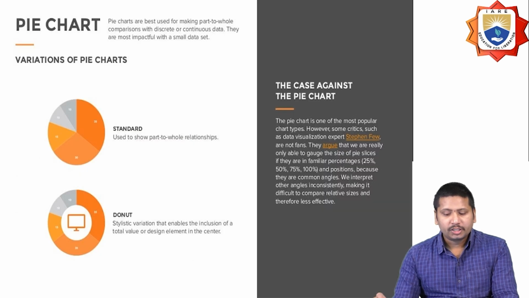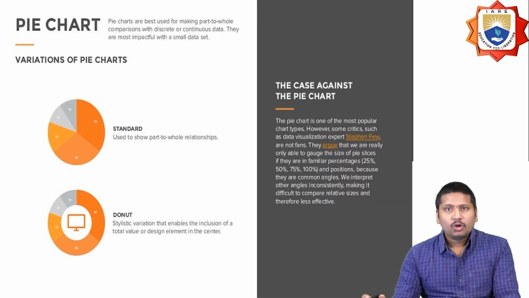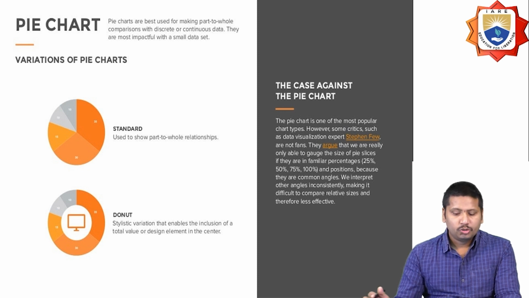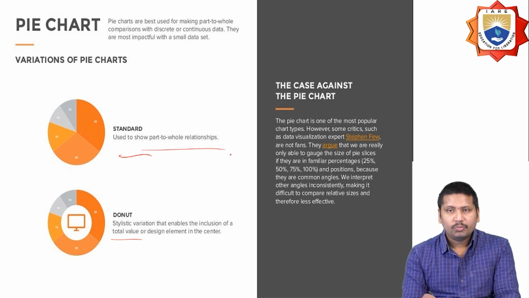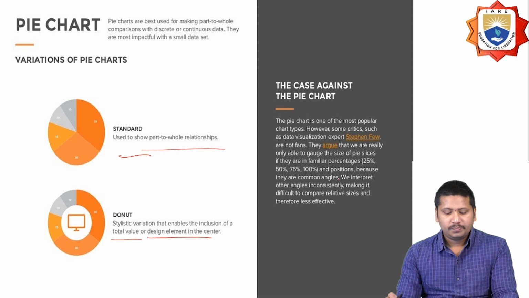So next one is the pie chart. Normally this pie chart is used for making a part to whole comparison, with discrete and continuous data. Normally they are the most impactful with smaller data sets. The variation of pie chart should be the standard one, and don't use stylish variations that make it hard to include the total value and design at the same time.